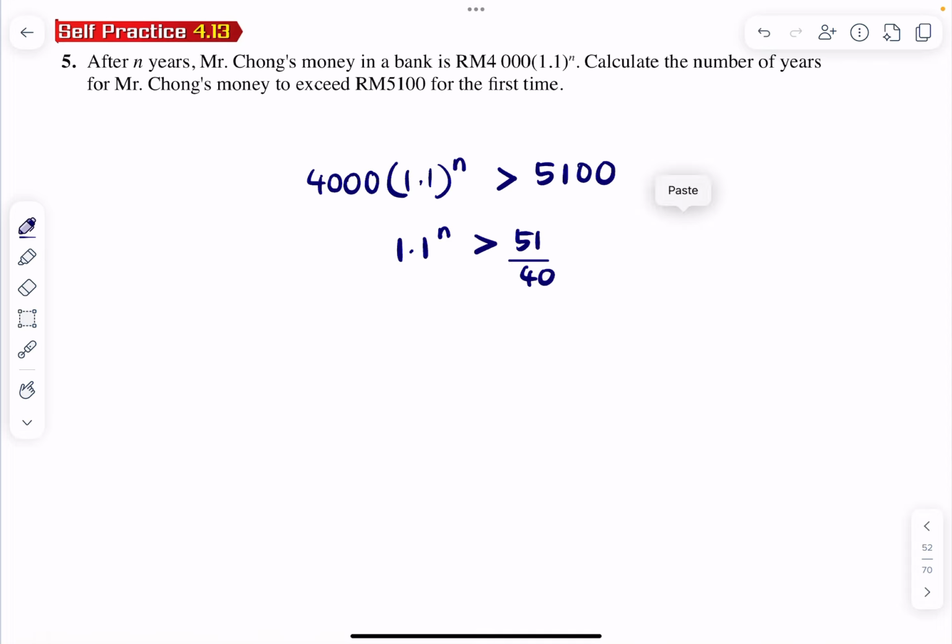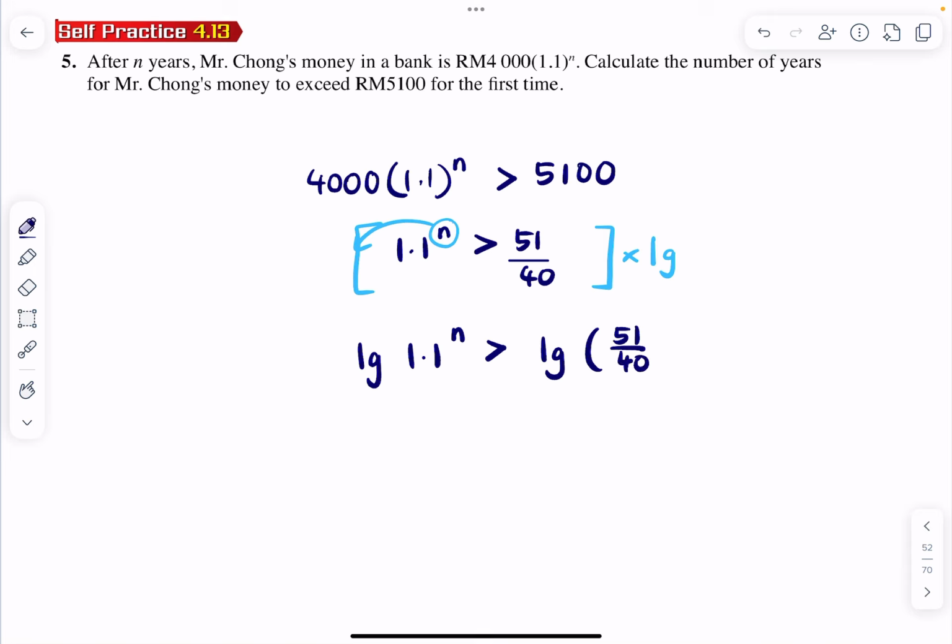Okay, now we need to make n the subject. So what we do is, the whole equation we take log base 10. Why do we take log base 10? So that we can bring n down. So log 1.1^n is more than log 51 over 40. When we bring n down, it becomes n log 1.1 more than log 51 over 40.